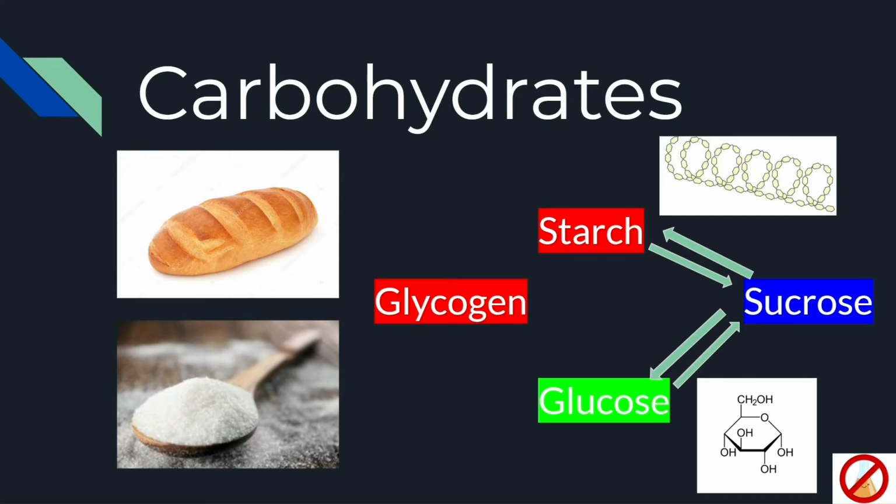And another form is glycogen. Glycogen is basically the animal version of starch. It's how animals store their glucose. So instead of storing our glucose as starch, we store it as glycogen. And on the other hand, we can also convert it back into glucose.